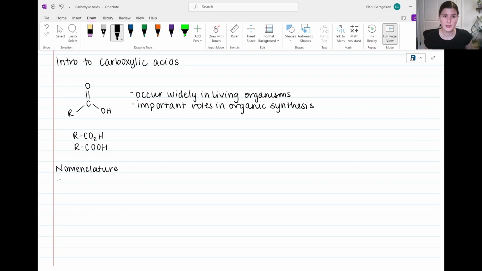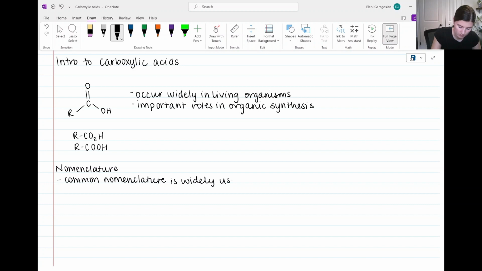And the common nomenclature for carboxylic acids is widely used. So we will discuss common nomenclature. So this includes similar prefixes as aldehydes and ketones. So form for hydrogen, acetyl for a methyl group, etc. So similar prefixes.